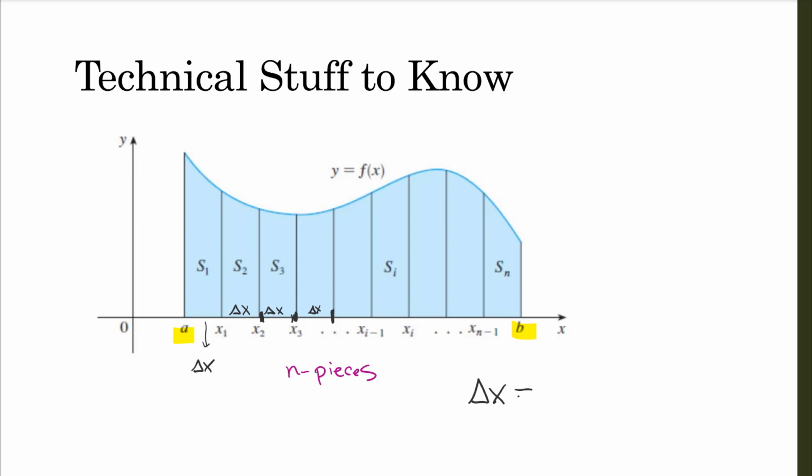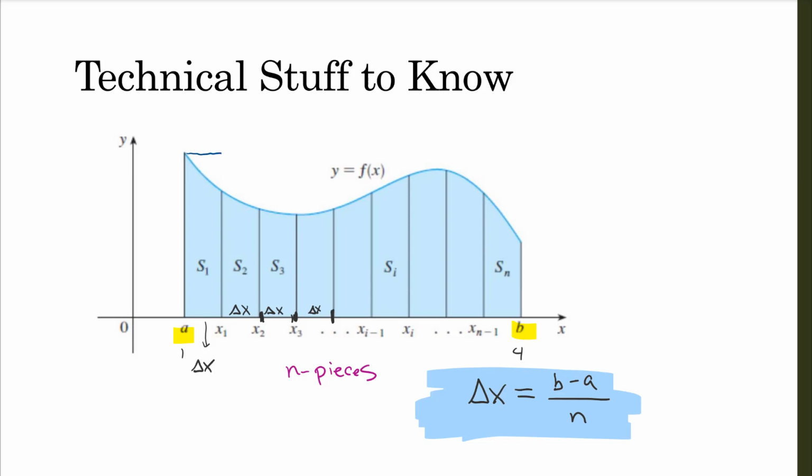Our change in x is going to be equal to, well, if you were going from 1 mile up to 4 miles, you need to know how long it is first, and then divide it into that many pieces. So you do 4 minus 1 to find out it was 3 long. But we're going to do b minus a, not numbers, and then divide by the number of pieces we want to break it into. This right here is telling us our width, the width of those little rectangles we're about to make.